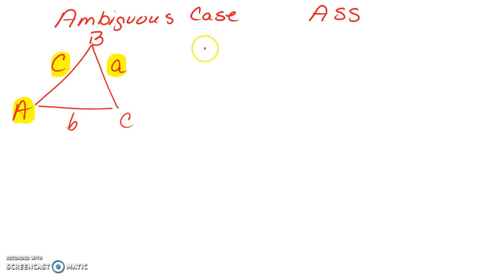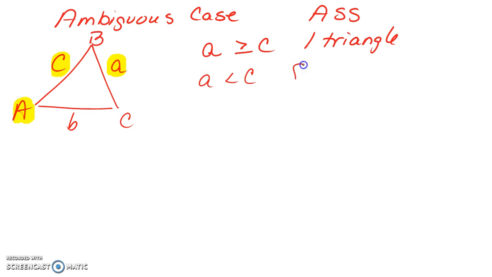Because now all you have to do is compare the side opposite the given angle, A, to the other side, C, and we know that if A is greater than or equal to C, there's one triangle. The ambiguous case is when A is less than C. Then you don't know, there might be no triangles at all, one triangle, or two triangles.